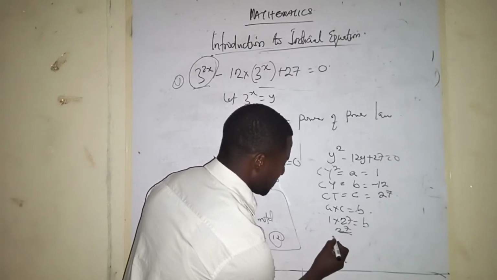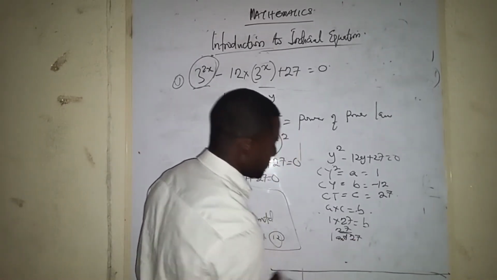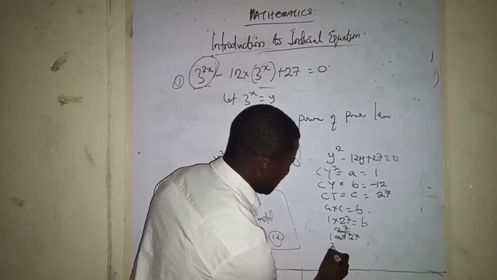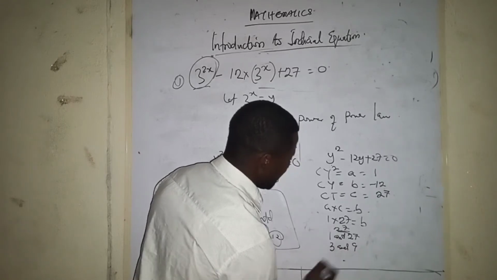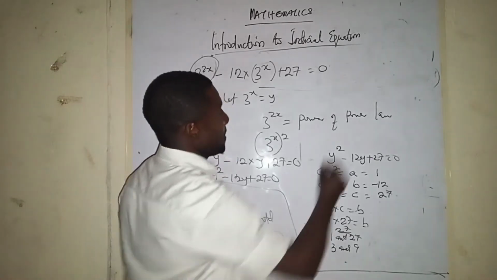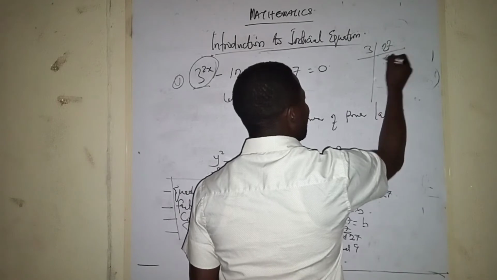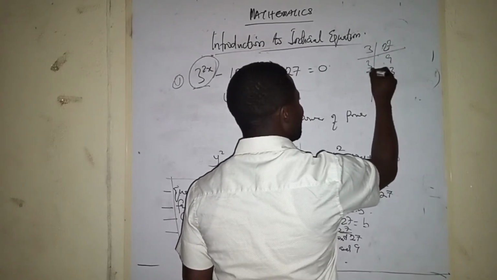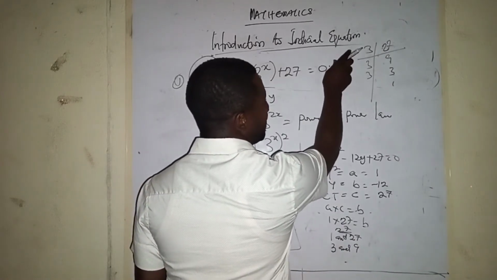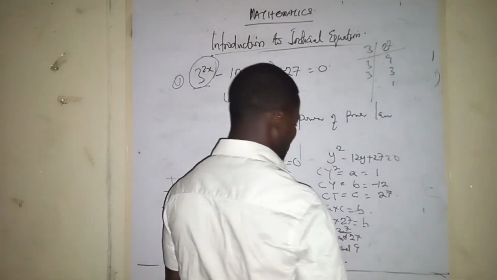Now, let's progress. We have 1 and 27. We have 3 and 9. Any other number? Let me look at it here. 27, 3, 9, 3, 3, 3, 1. Yes. So we can use this method. It's 3 times 9, 1 times 27. Those are the two factors, yes.